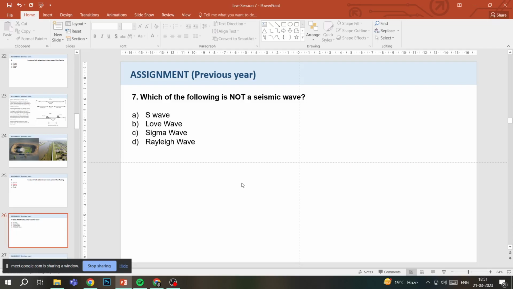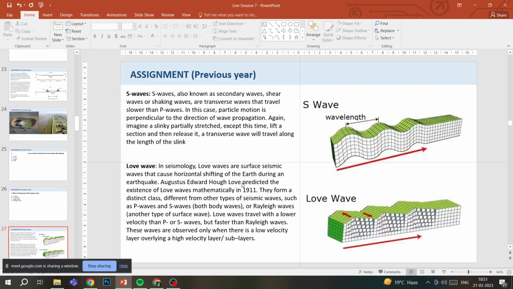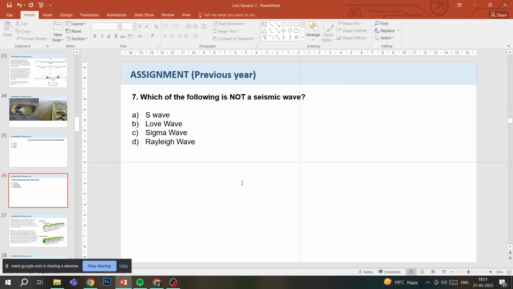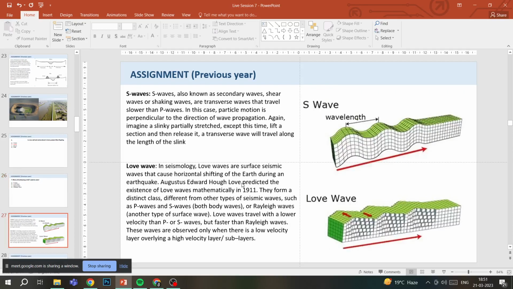S wave, Love wave, sigma wave, or Rayleigh wave? Rayleigh, not relay, Rayleigh. S wave. S waves are also called secondary waves, shear waves, shaking waves, and they are transverse waves that travel slower than P waves. In this case, particle motion is perpendicular to the direction of wave propagation.